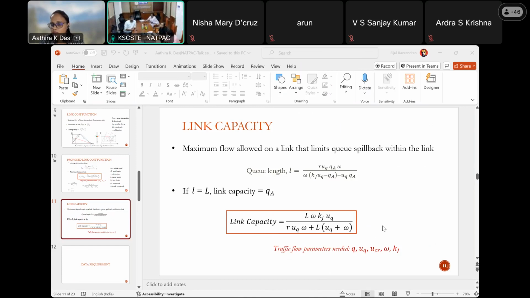Good, very good. It was a nice presentation. Congratulations. Thank you, sir. All the best. Thank you. Thank you, ma'am. Now I invite Dr. Anila Cyril, Junior Scientist, to propose the vote of thanks.